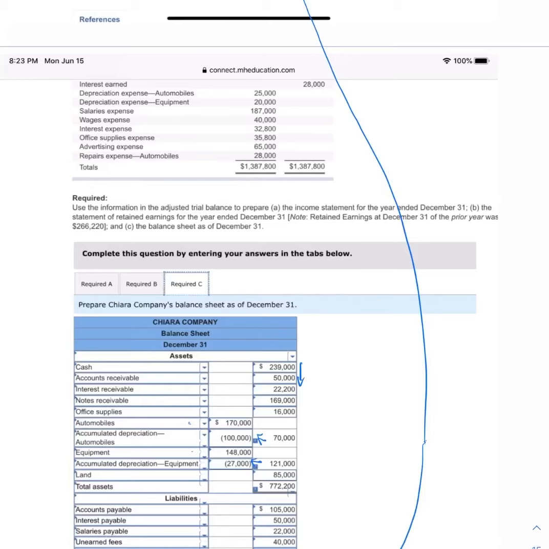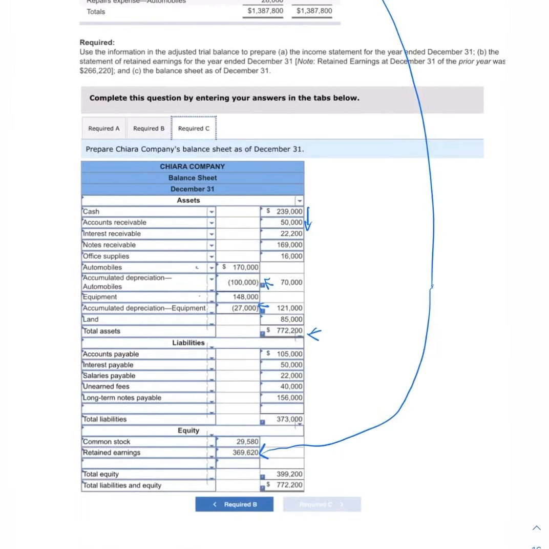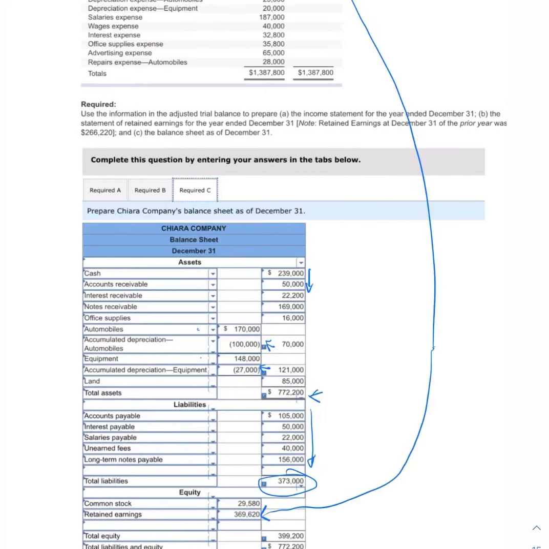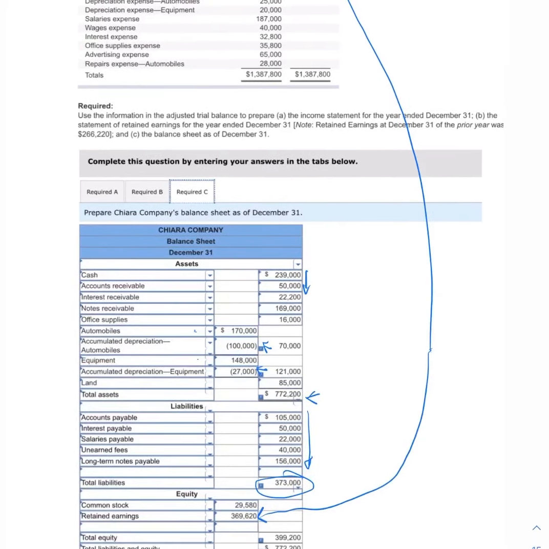Then once you have totaled all of your assets up, you will see that your total assets is equal to $772,200. You'll then do the same thing for your liabilities. Once all of those have come down, you will get a total liability number of $373,000. You will then simply need to pull the common stock number that was given to you of $29,580 in the table above with your retained earnings balance that comes from the prior question, or the prior part of this question rather.